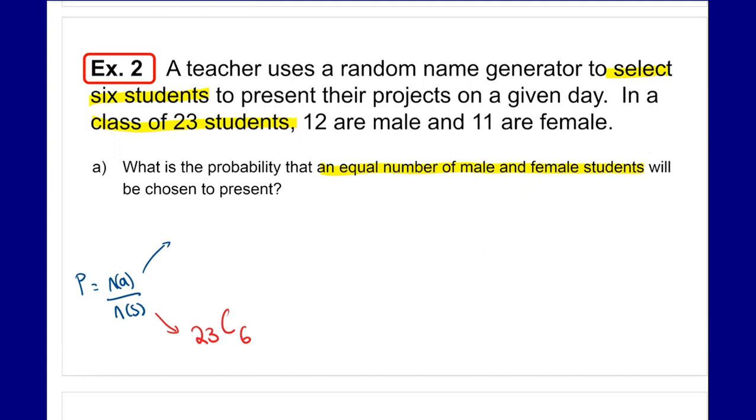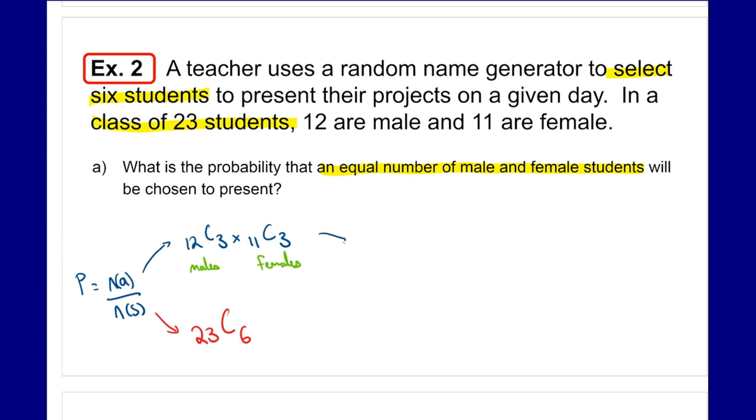Now for the successful outcomes, we again go to what we're looking for: an equal number of male and female students. In this case, it would have to be 3 males and 3 females. So we have 12 males and we're choosing 3 of them, multiplied by 11 females, choosing 3 of them. It doesn't really matter what order you do it in because you're multiplying. You could put the females first, the males second.